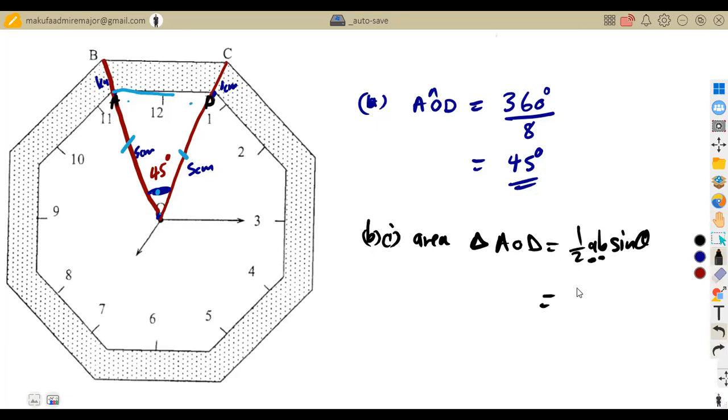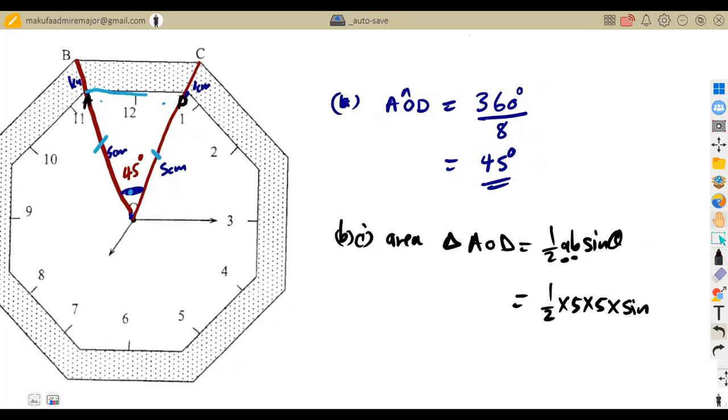So our area is going to be half of from A to O, which is 5 centimeters, times from O to D, which is 5 centimeters, again times the sine of theta, which is the angle that is in between the sides, and our angle there is 45 degrees. All right, so that is going to give us the area of this triangle. This is paper two, guys. If you are dealing with paper two, use your calculator at once. There's no need for us to simplify stage by stage unless you are in paper one.